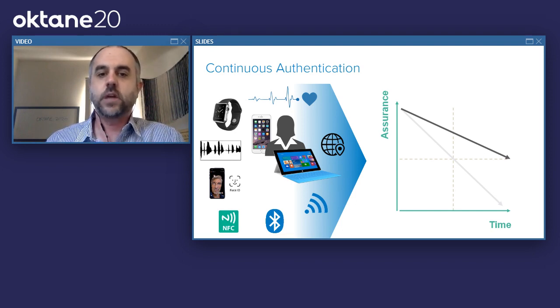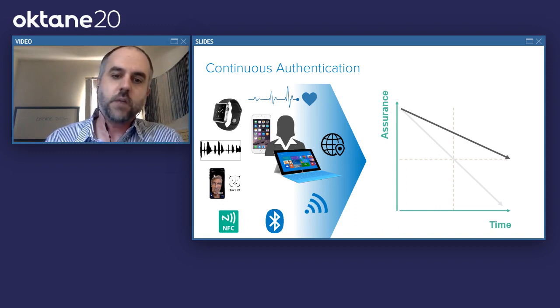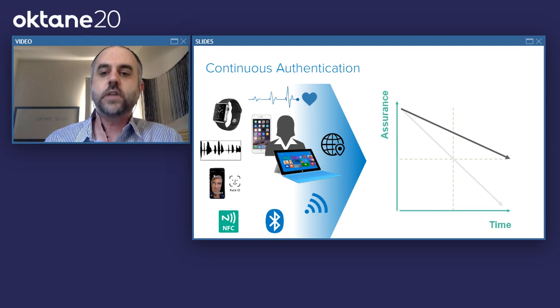We want to be able to leverage, for example, geolocation, the paired Bluetooth devices, maybe something like Face ID, maybe a connected heartbeat. There's a lot of different ways we could try to increase that signal by making sure that you, the human, are still there. And that's a concept we call continuous authentication.